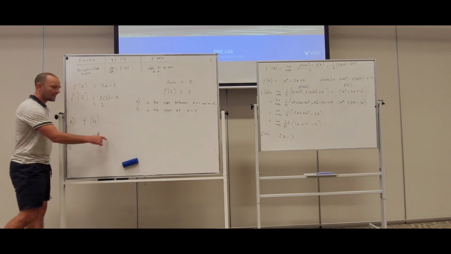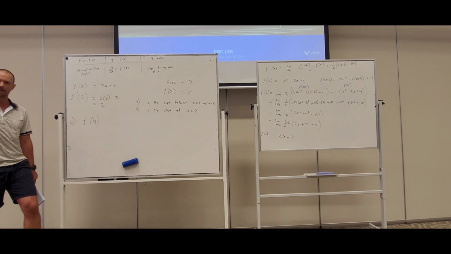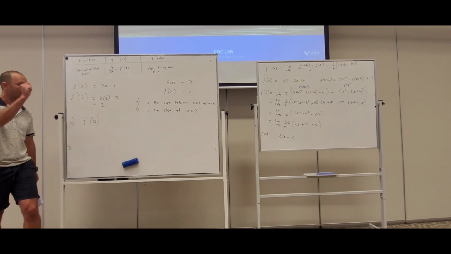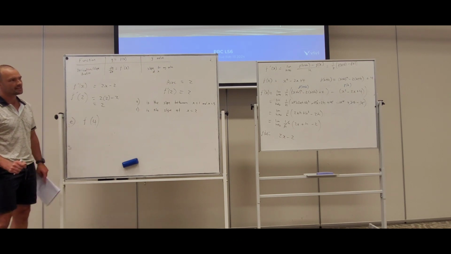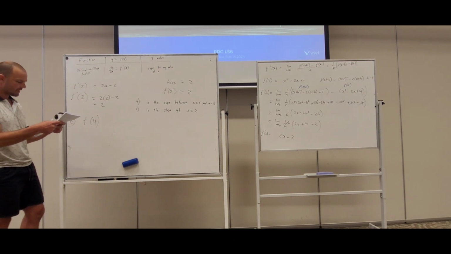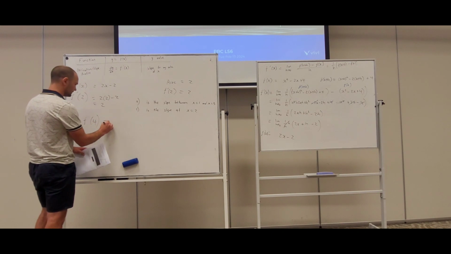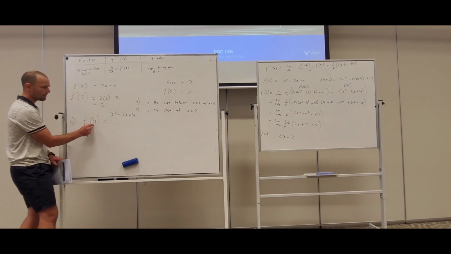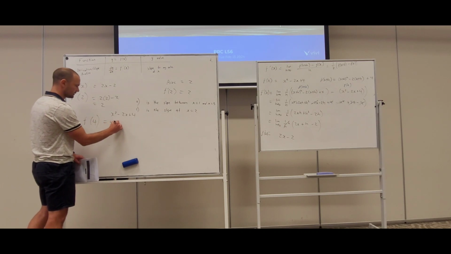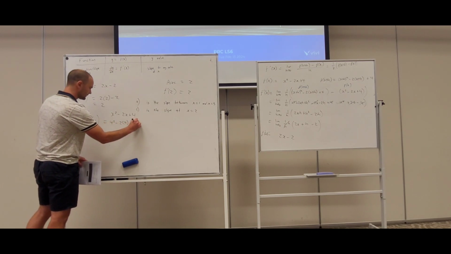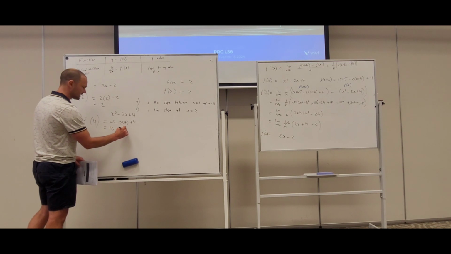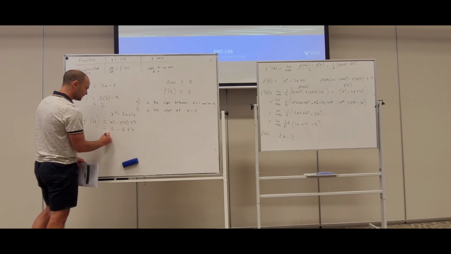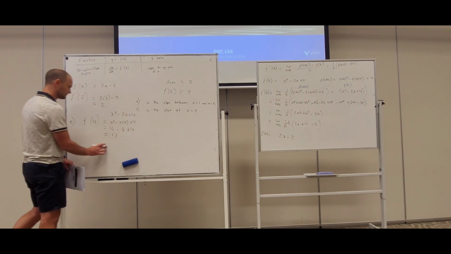So if I'm finding f of 4, that means I'm putting the number 4 into the f of x function. What was our f of x function? We started with x squared take 2x plus 4. So I'll write that up here again. X squared take 2x plus 4. I'm putting the number 4 where the x is. And we'll just evaluate that. 16 take 8 plus 4. 20 take 8, 12.